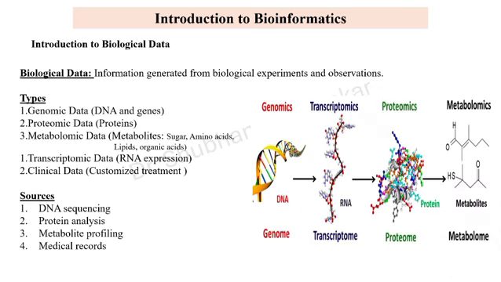Up to now we have discussed the objectives, scope, and applications of bioinformatics. Now we discuss biological data. What is meant by biological data? Bioinformatics revolves around biological data. Biological data refers to information generated from biological experiments and observations. The major types include genomic data, proteomic data, metabolic data, transcriptomic data, and clinical data. These data are generated through DNA sequencing, protein analysis, metabolite profiling, and medical records.